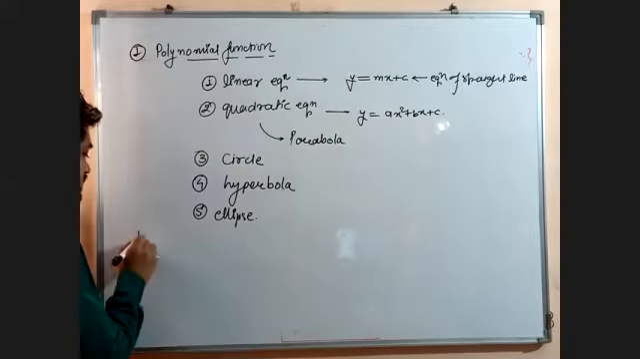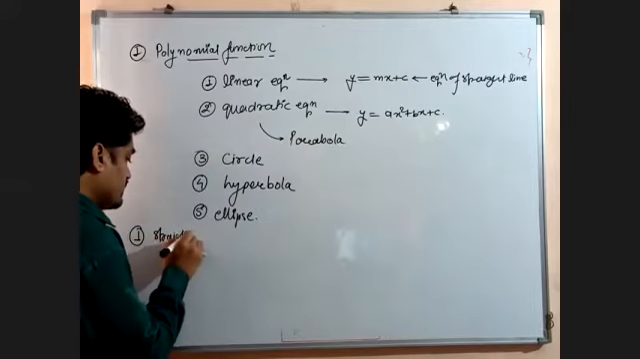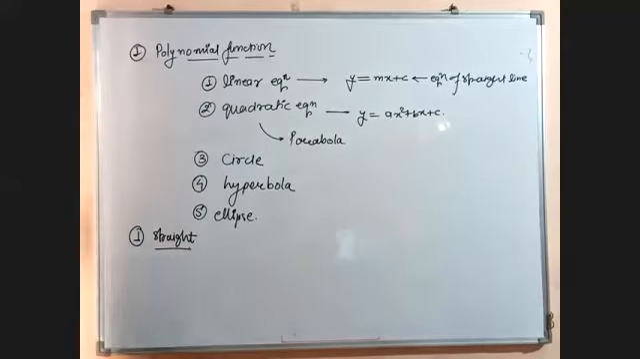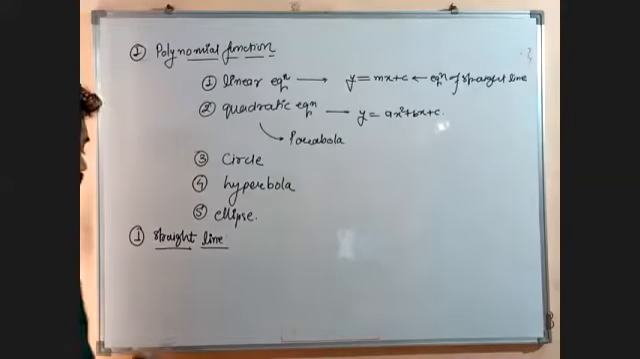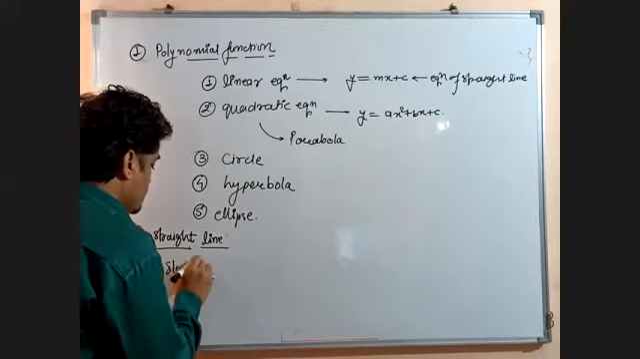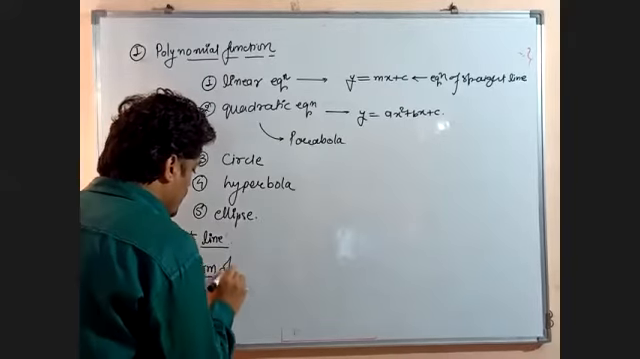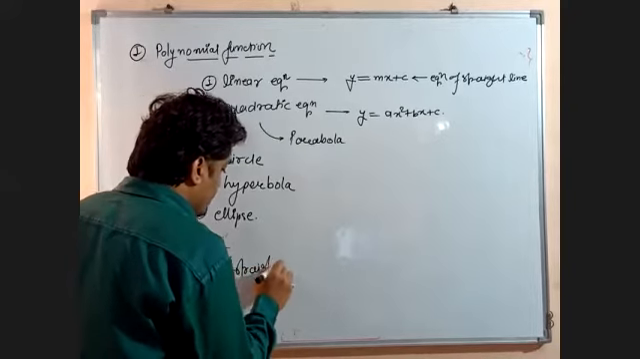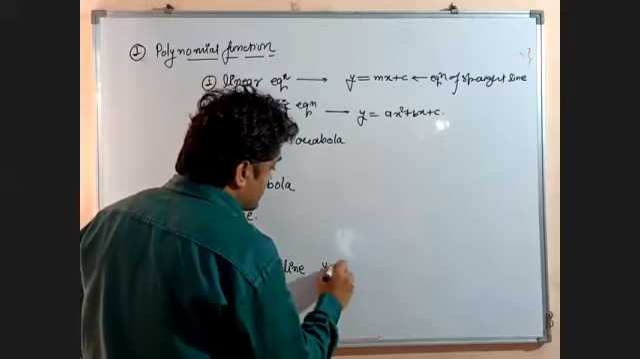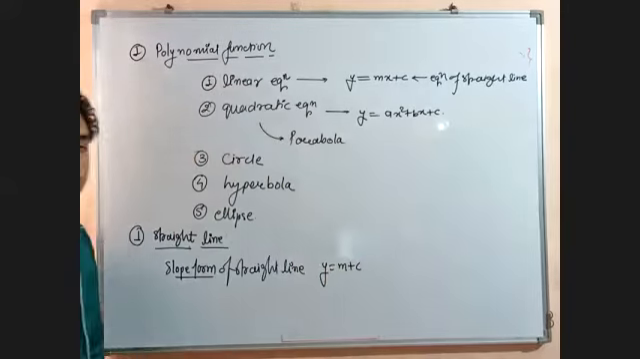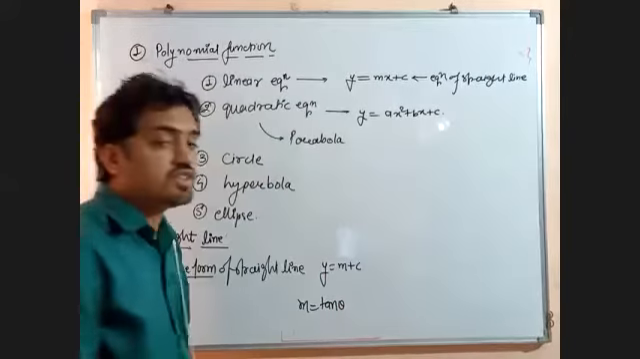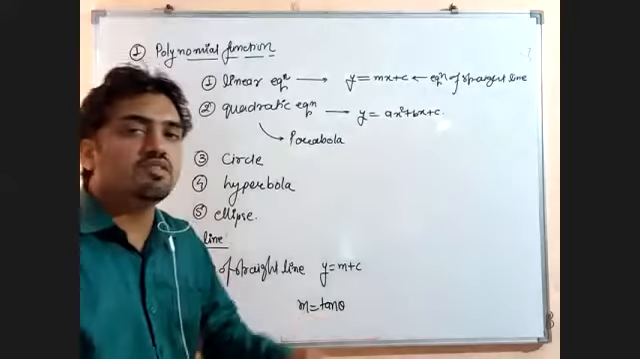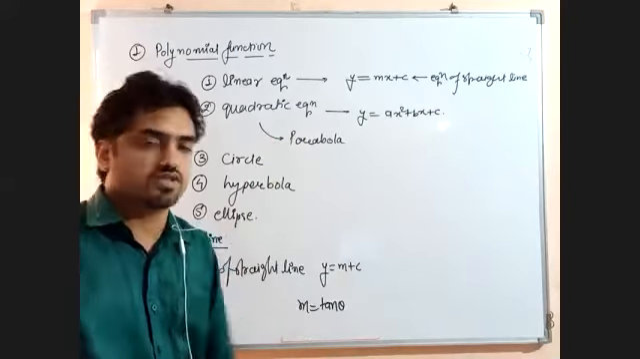So first, a straight line. We already have knowledge about the straight line. In the last lecture, we covered so many concepts related to the straight line. So, what is the slope form of a straight line? The slope form of a straight line is y is equal to mx plus c, where m is slope, m is equal to tan theta, and theta is the angle with the positive axis. We have to measure the angle with the positive axis in the anti-clockwise direction.